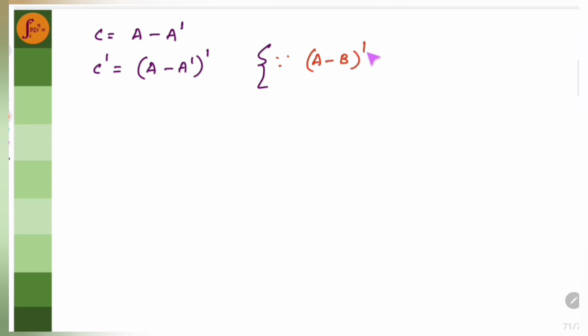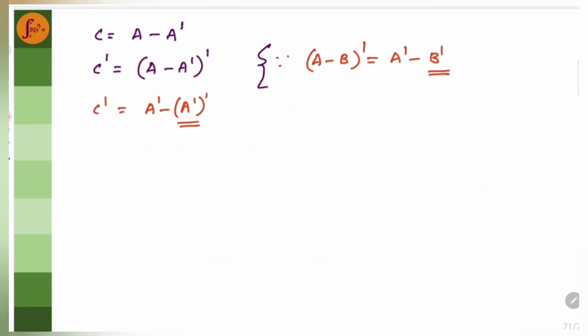Similar steps. We'll assume C is equal to A minus A transpose, right? Now we'll apply transpose on both the sides, like the earlier theorem. We'll get C transpose is equal to (A minus A transpose), the whole transpose. Now using the property that (A minus B) the whole transpose is nothing but A transpose minus B transpose. This is the property, so we'll use this property here. So we'll get A transpose minus (A transpose) the whole transpose.